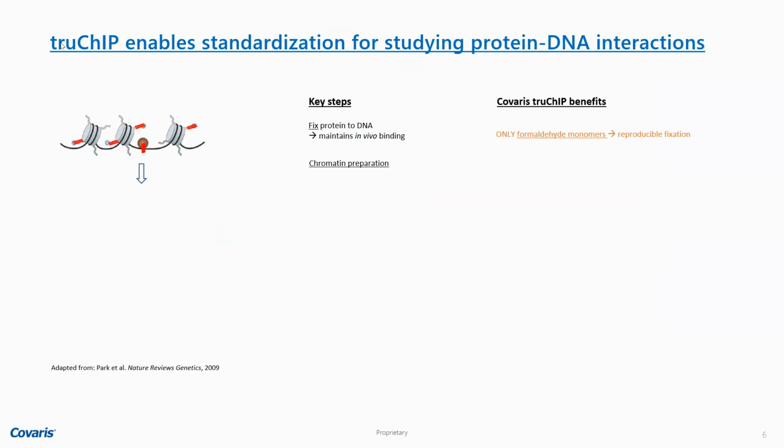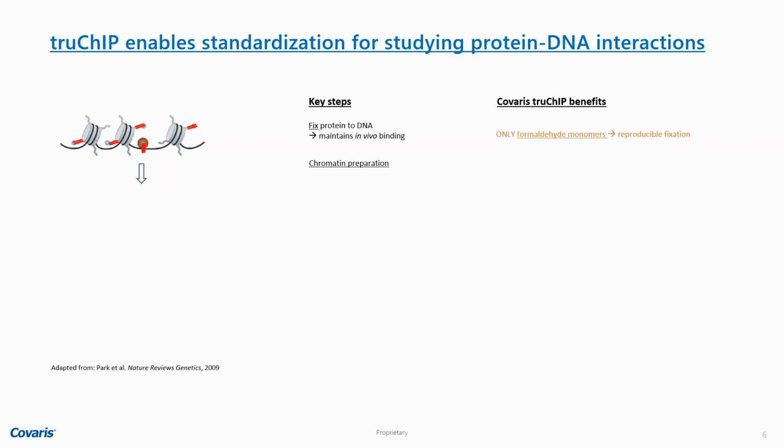So we have a truChIP kit, which helps you all the way to get properly sheared and prepared chromatin. And this helps you to standardize your workflow. The first step, as we already mentioned, is that you cross-link your proteins to the DNA to preserve the in vivo situation. And in this cross-linking step, the Covaris AFA protocol provides you only monomeric formaldehyde because we are working with single-usage formaldehyde.